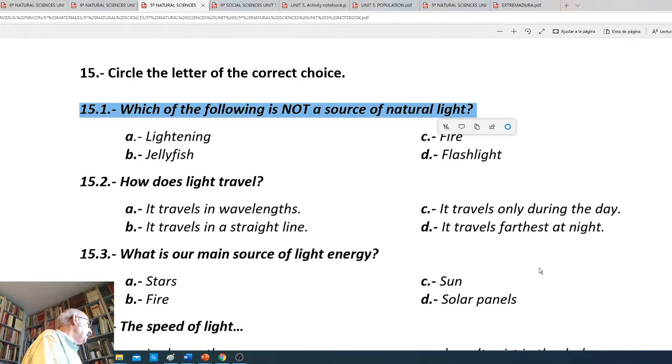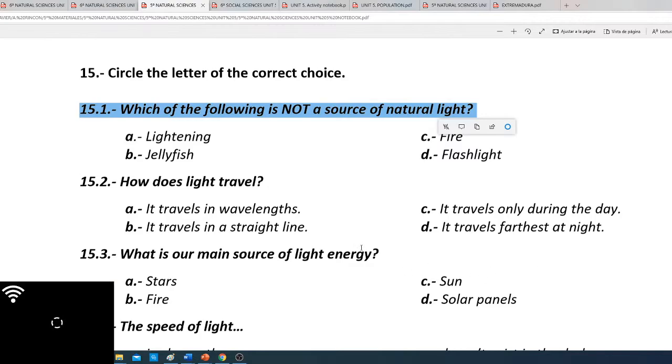What do you think? Is it lightning? Lightning is the English for our Spanish relámpago. A jellyfish, you know that. Fire, flashlight. What do you think? Yes. Thank you, Rodri. It's flashlight. This is not a natural source of light. Flashlight. Now go to the next exercise.